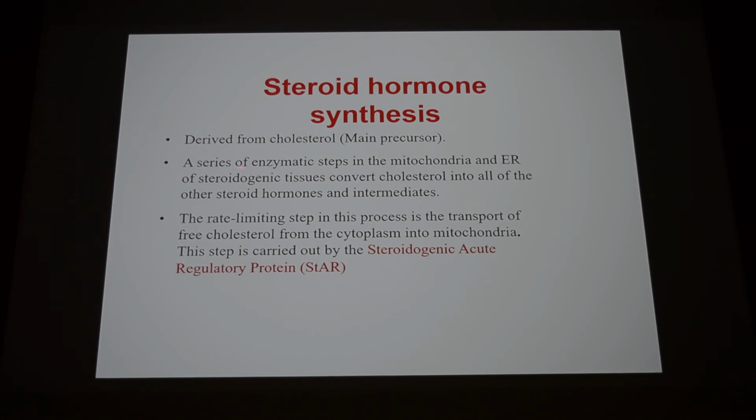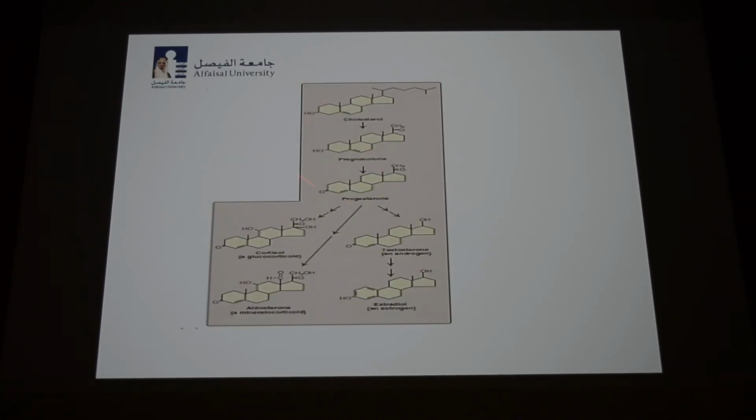It is the main precursor, and we have a series of enzymatic steps in the mitochondria and the endoplasmic reticulum of steroidogenic tissues. I mean tissues that form the steroid hormone, where they convert cholesterol to steroid hormone. The rate limiting step of this is the transport of cholesterol from the cytoplasm into the mitochondria, and this occurs by a regulatory protein called steroidogenic acute regulatory protein. So once the cholesterol is transported to the mitochondria, the synthesis of steroid hormone occurs. So this cholesterol is the precursor of all these steroid hormones.